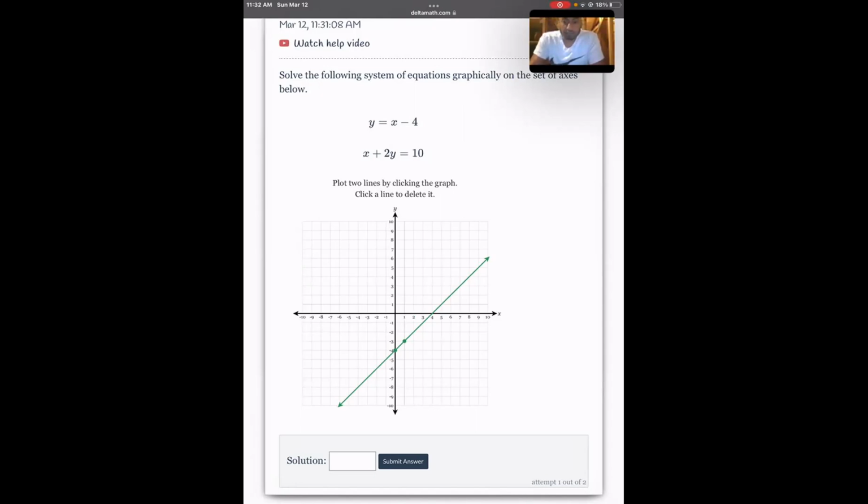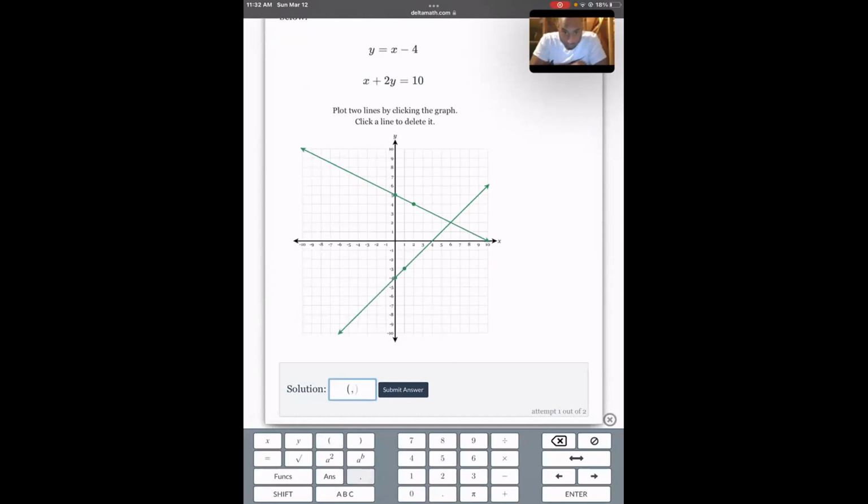2y will equal negative x plus 10. Take the x to the other side. So in other words, subtract x on both sides. Then you divide by 2. So negative half x plus 5. Draw a dot at 0, 5. If the slope is negative 1 over 2, where's the second dot? Go down 1 to the right 2. Okay, where's the solution? 6 comma 2. Yep.